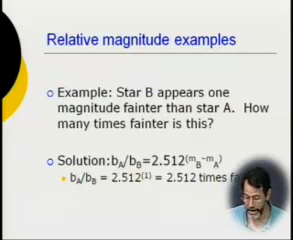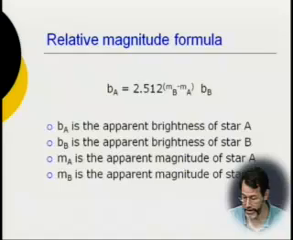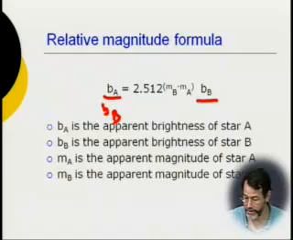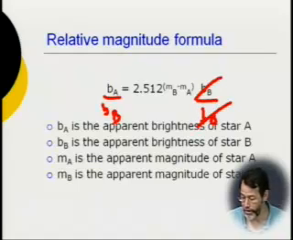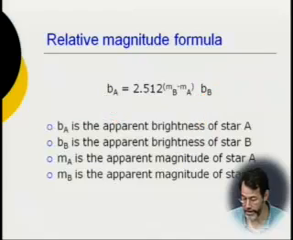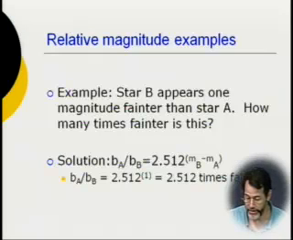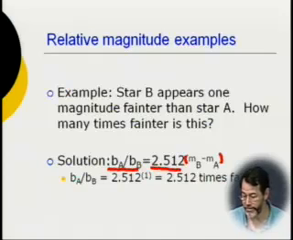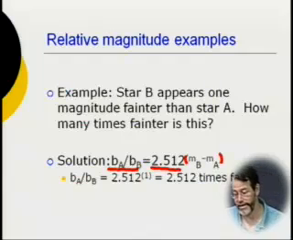Well, we can take the previous one and divide both sides by B sub B. So B sub B over B sub B is 1, and it would go away. And then you would get the one on the next page, which has B sub A over B sub B equal to 2.512 to the M sub B minus M sub A. It's backwards because, again, higher magnitude numbers like 10 mean fainter.